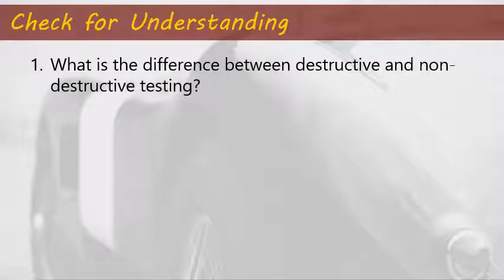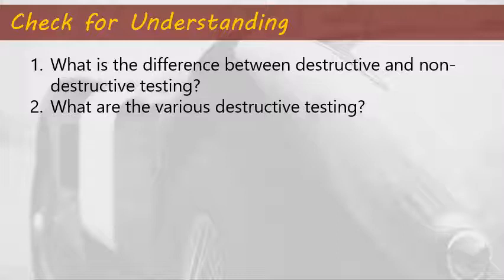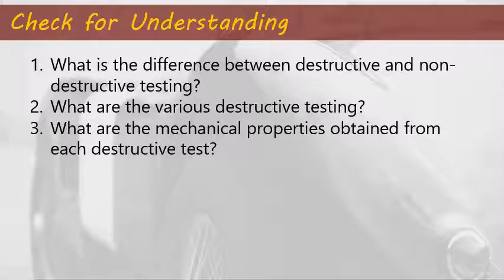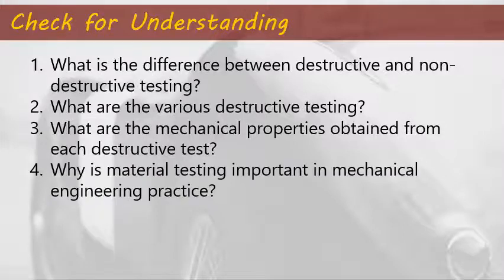So you can see in the various tests the different methods and also the different mechanical properties that can be obtained. So by now you can already answer some of these questions to check your understanding. What is the difference between destructive and non-destructive testing? What are the various destructive tests that we discussed in this lesson? What are the mechanical properties that can be obtained from each destructive test? Why is material testing important in the practice of mechanical engineering?